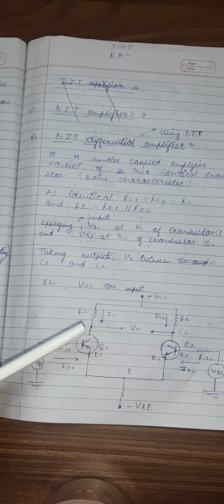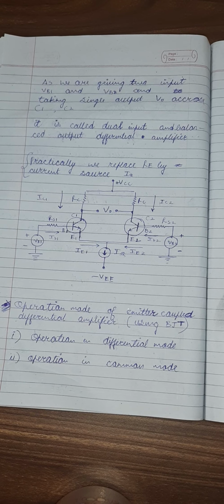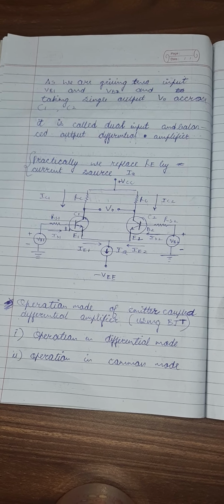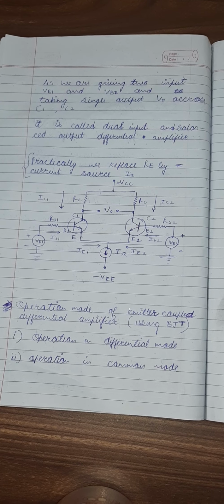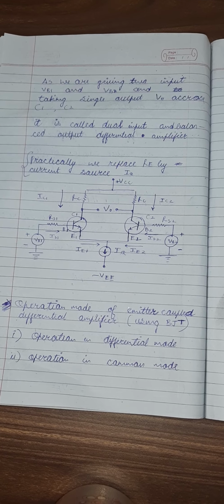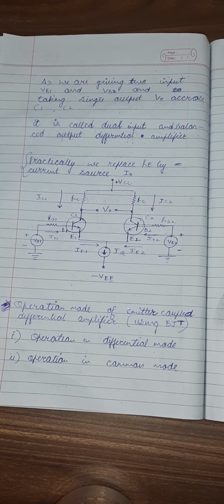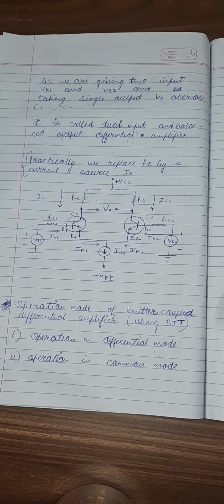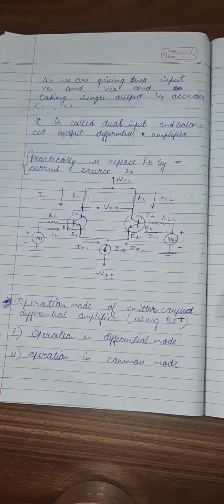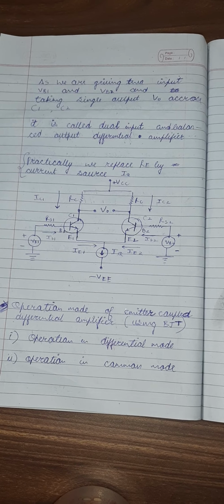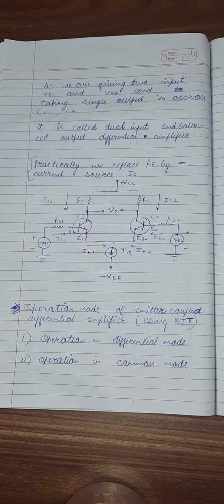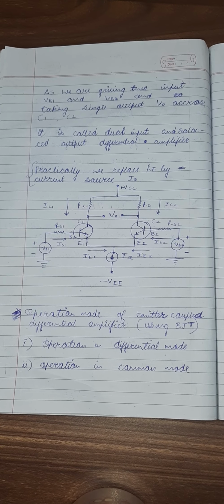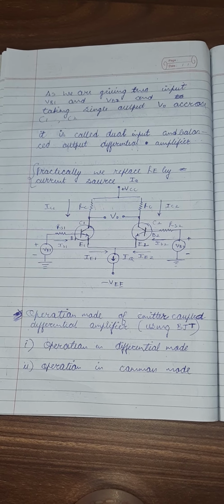As we are given two inputs VB1 and VB2 and taking a single output VO across C1 and C2, it is called a dual input balanced output differential amplifier. We give two inputs, VB1 and VB2, to transistors Q1 and Q2, so it is known as dual input, and we take out a single output VO between C1 and C2, so it is called balanced output.